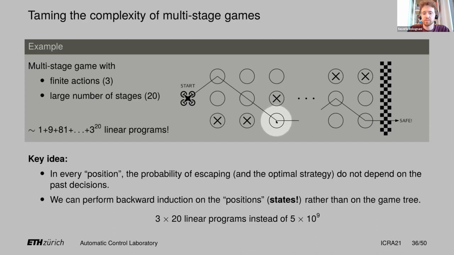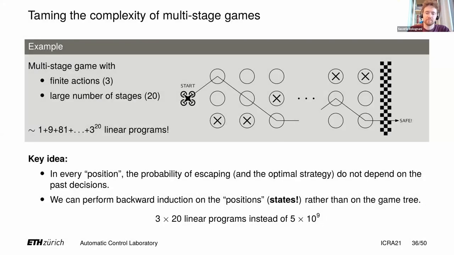And so the solution, the optimal strategy, and the value, the probability of escaping from now on, are simply given by a much simpler piece of information. Your position: up or left, middle, or right, okay? And that's the key point that probably will come natural to you if you try to solve this game. The backward induction can be done on the position, on a state of the game, instead of the game tree. So you would have to solve something like 3 times 20 linear programs instead of billions.